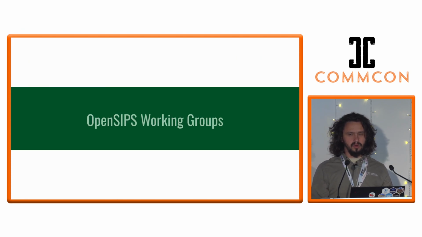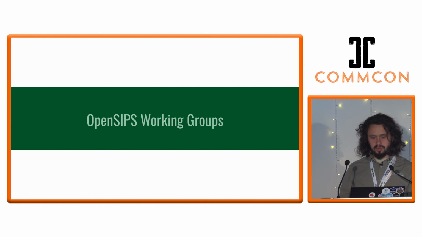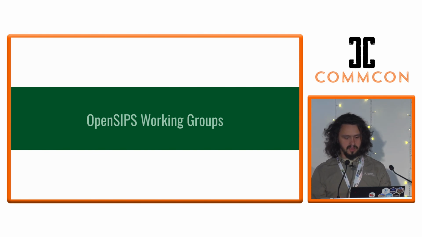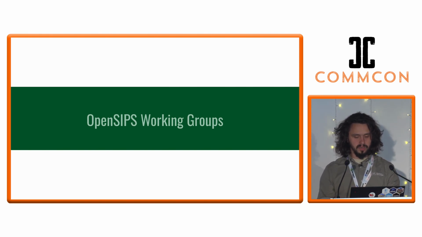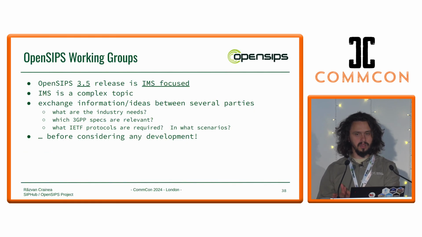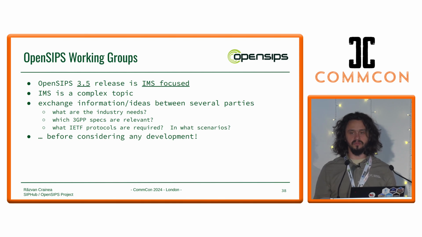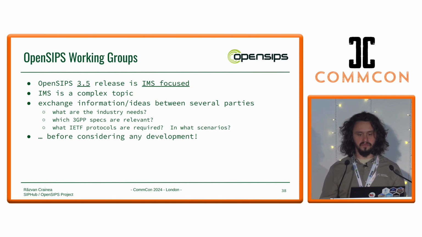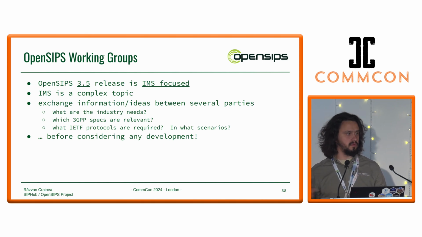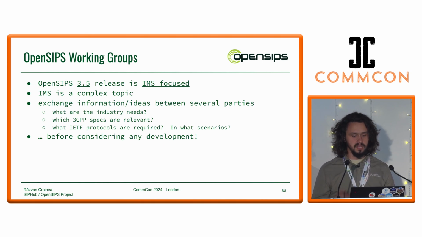I was going to talk about the OpenSIPS working groups, but I don't think I have time. Basically, I will say a few words and then wrap up. The working group is a mailing list where a set of people try to develop IMS support in OpenSIPS. So if you have knowledge about IMS, try to register. It's open, it's free, everybody can access it, and it will help us develop better IMS support in OpenSIPS.